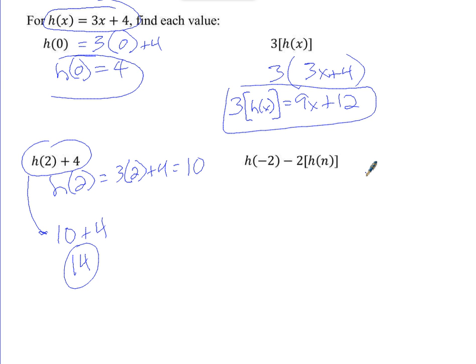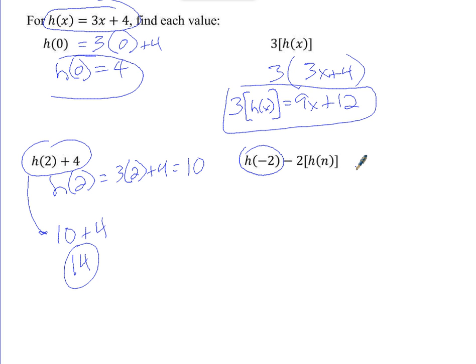What do we do? All right, so you're trying to find h of negative 2, right? We have h of negative 2, whatever that is. I don't know what it is yet. And then we're going to subtract from it. What does this say?